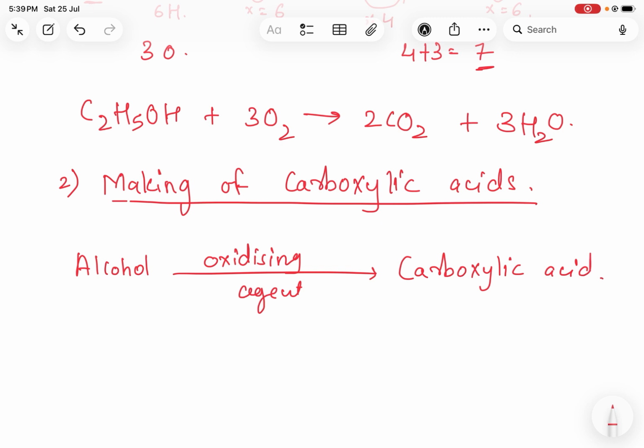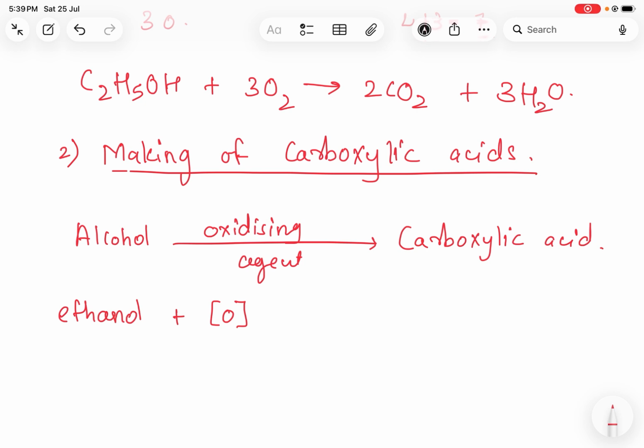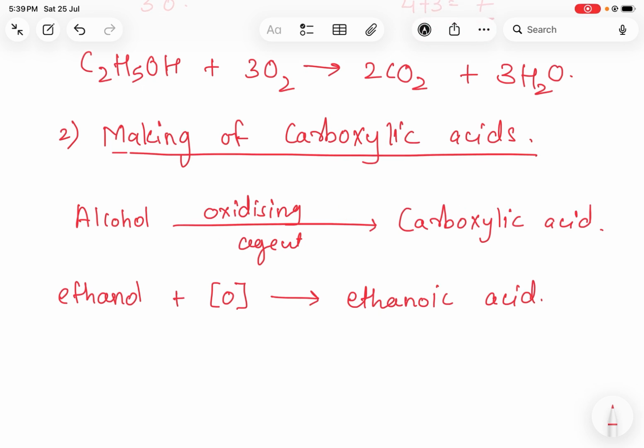So for example, if I have ethanol in presence of oxidizing agent, for oxidizing agent we don't write the whole formula of oxidizing agent, only oxygen is required, so we just write it in bracket, and we will be getting ethanoic acid. Naming of carboxylic acids and structures definitely we will see in another video for carboxylic acids. Here we just will learn that from alcohols carboxylic acids are made. So we get ethanoic acid and water.